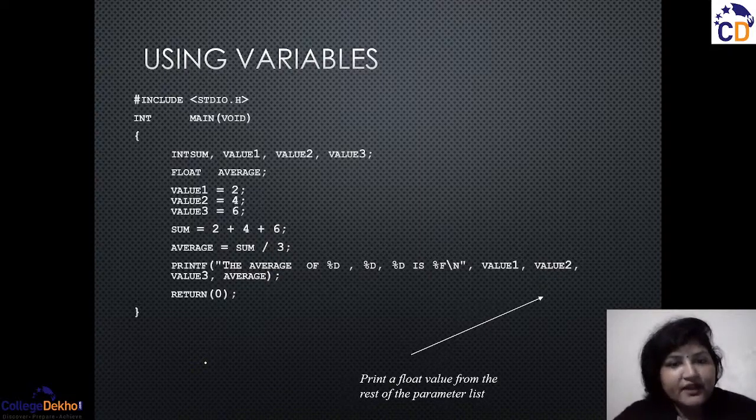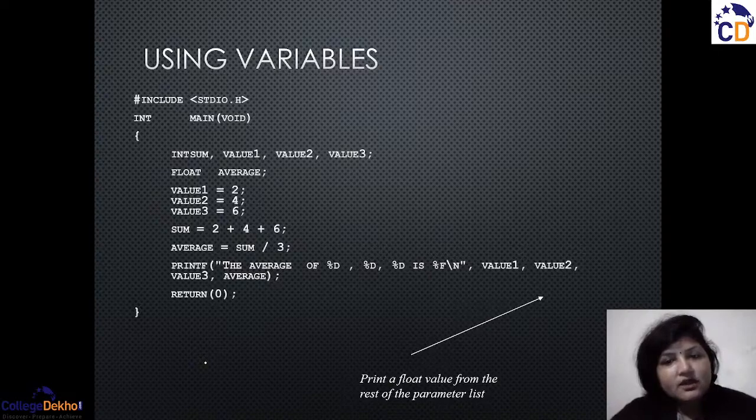So f, why f? Because the average would come in some floating or decimal part. So that's why you have taken it as a float type of variable. So average is defined as float type because it may consist of any decimal point number, right? So after this, how to print that?